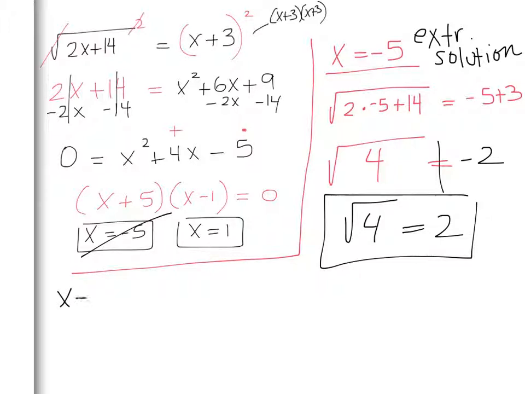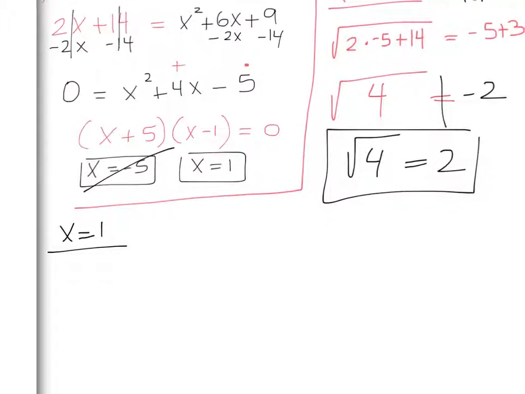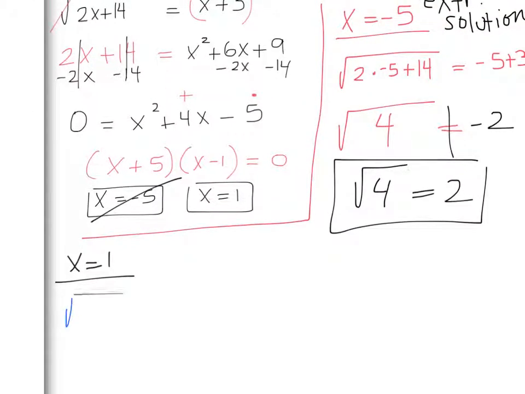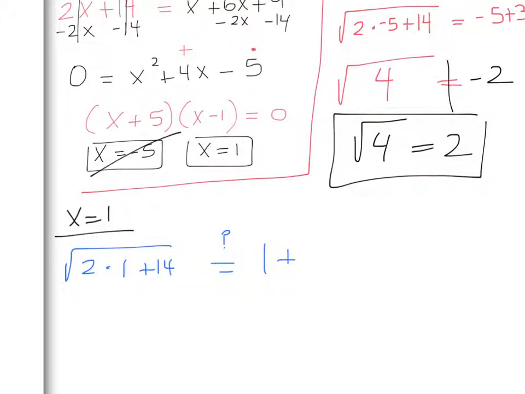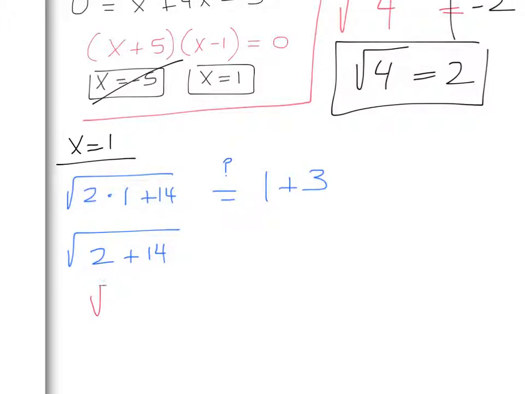Also, you need to plug it back into your main equation. So, the square root of 2 times 1 plus 14, and you need to check if it's going to give you 1 plus 3. So the left side is going to be 2 plus 14, which is the square root of 16, which is a 4. And the other side is going to give me 4. As you can see, they are equal. So yes, x equals 1 is one of my solutions.